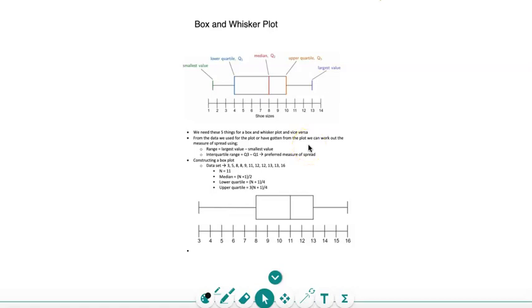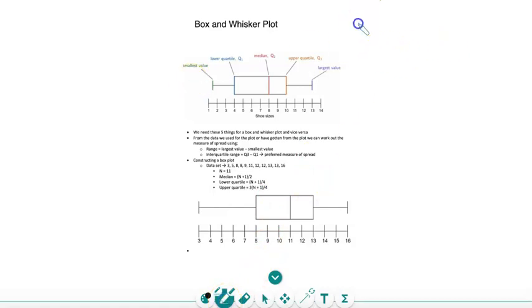Now, the interquartile range is a preferred measure of spread because it doesn't account for outliers. And an outlier is a number which is separated from the majority of your data set. And I'll explain this a bit better.